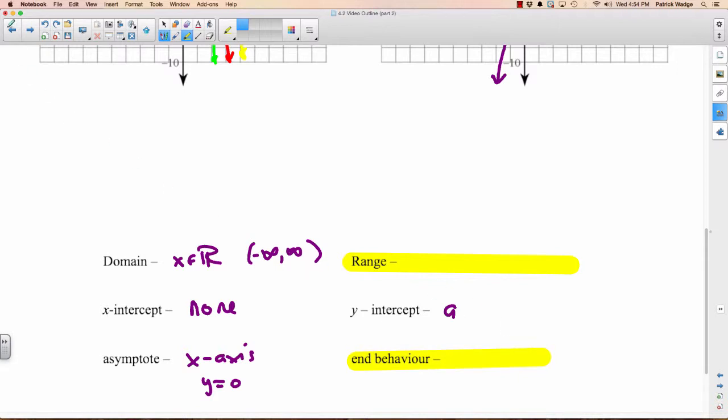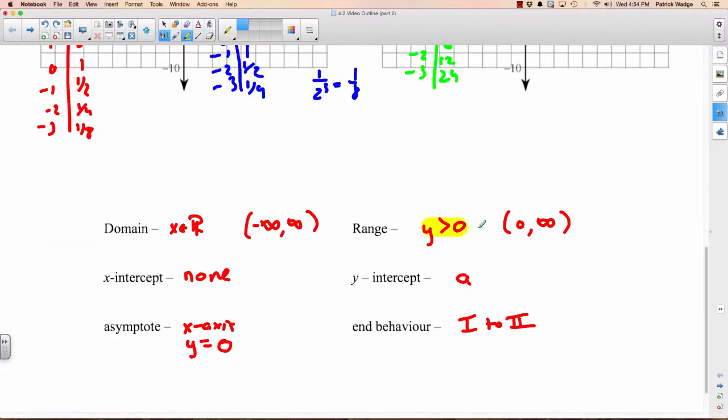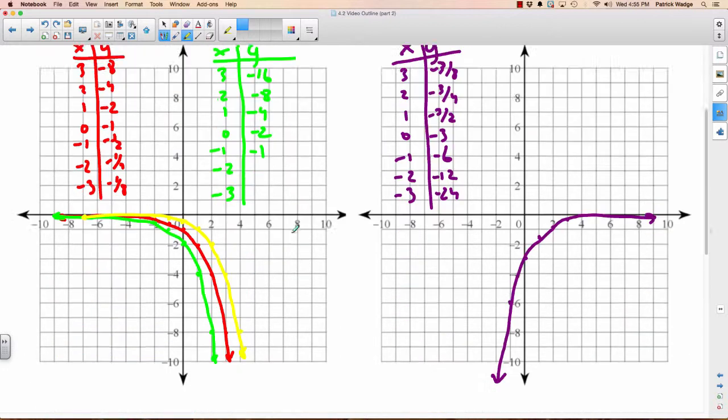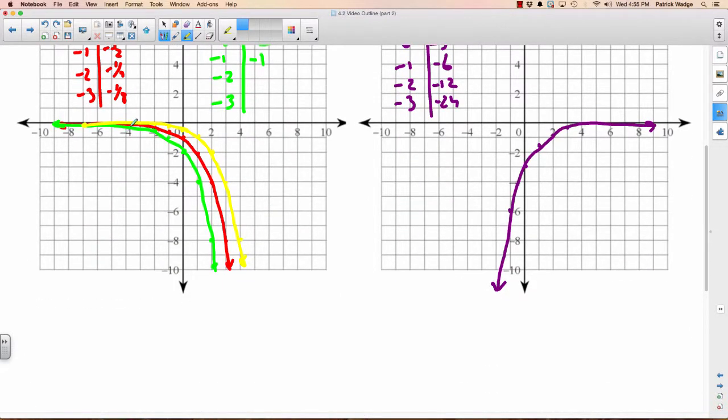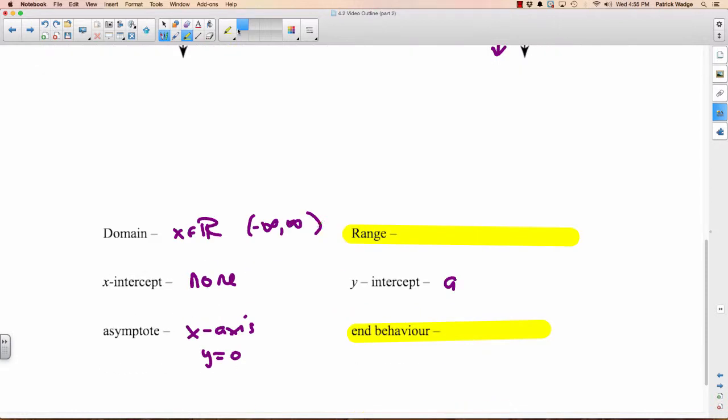Let's go back and look at the range and end behavior of these ones. So the range we said was y is greater than 0. The y values went from 0, not inclusive, all the way up to infinity. Is that true here? No way. These ones go up to 0, but they go down to -infinity. So our range is all the y's are less than 0, or from -infinity up to 0. So that's different.